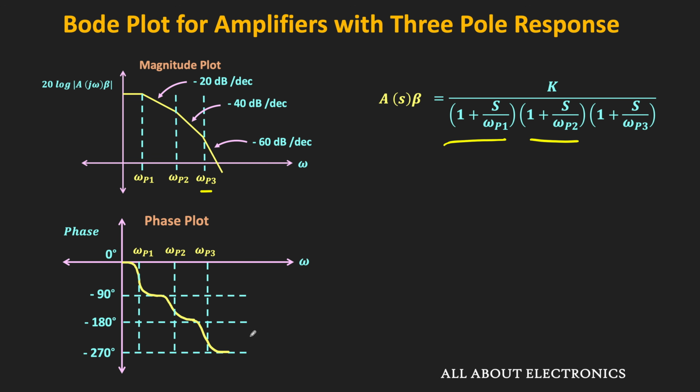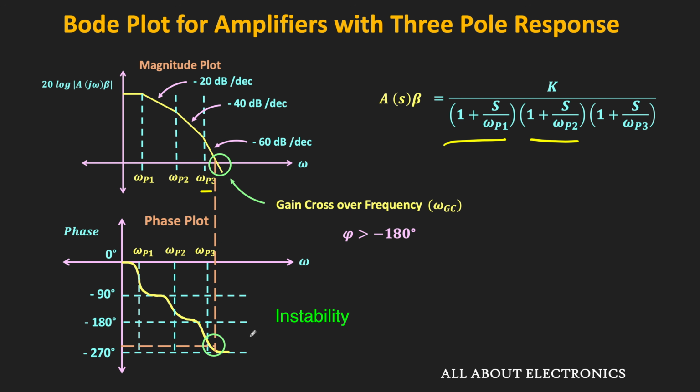Now, in the magnitude plot, the frequency at which the gain crosses the horizontal axis, or when the gain becomes 0 dB, is known as the gain crossover frequency. For stability, what we need to see is that at this gain crossover frequency, the phase of A beta should be greater than minus 180 degree. In this case, it is very close to minus 270 degree. That means it is already less than minus 180 degree, and therefore it indicates instability.